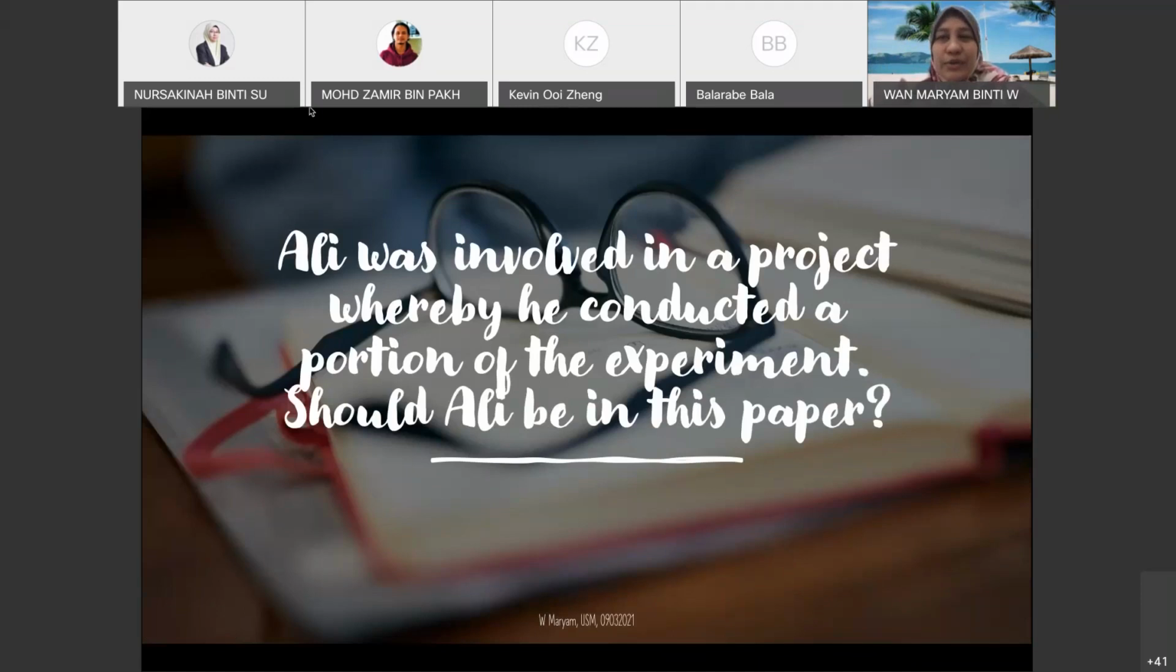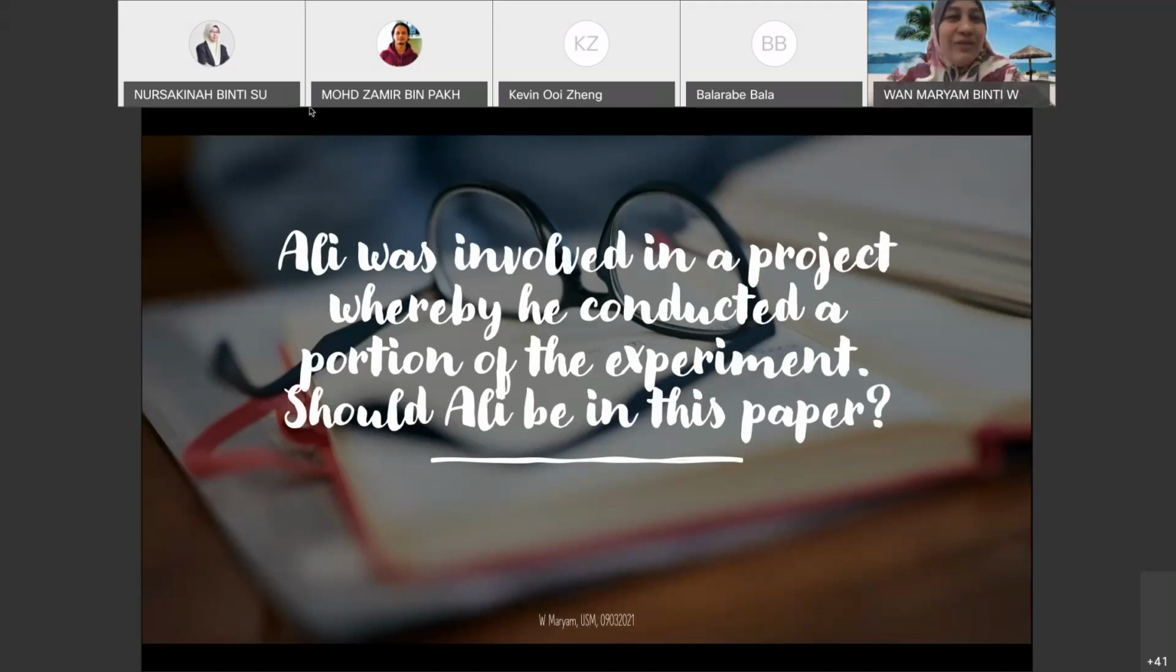It's just a yes or no. What do you think? Ethically, should it be yes or no? Okay, Izaki says yes. Hajar also says yes. Atika says yes. Many say yes. Okay, all right. Yes, yes, yes. Any no's?